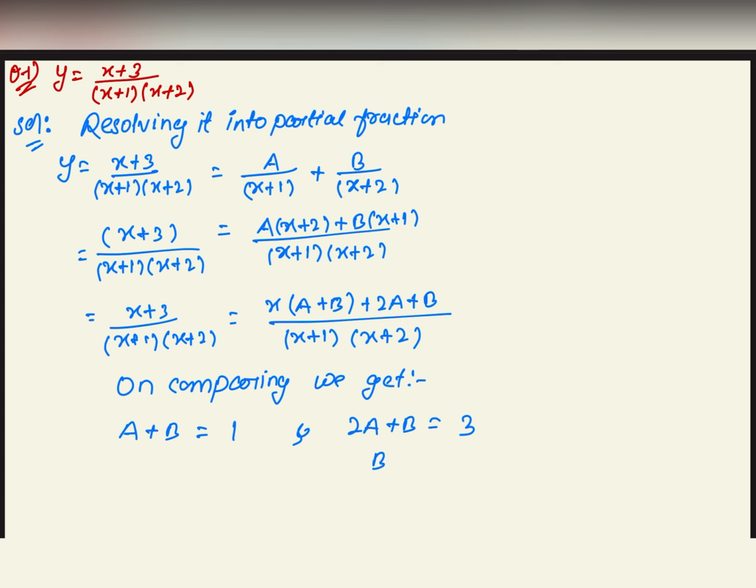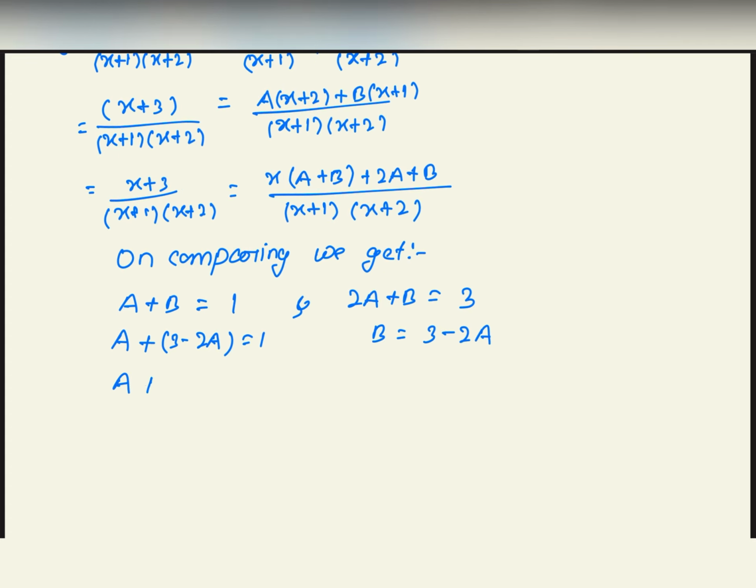So b is equals to 3 minus 2a. Put here a plus b is equals to 1, so a plus 3 minus 2a is equals to 1. So minus a is equals to minus 2, a is equals to 2. Then b is equals to 3 minus 2 into 2, b is equals to 3 minus 4, that is b is equals to minus 1.